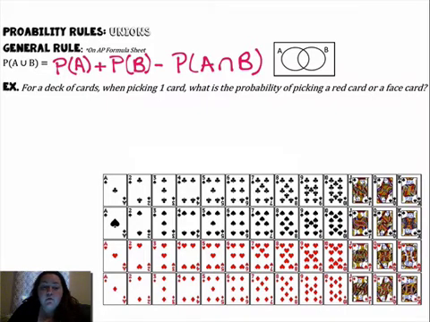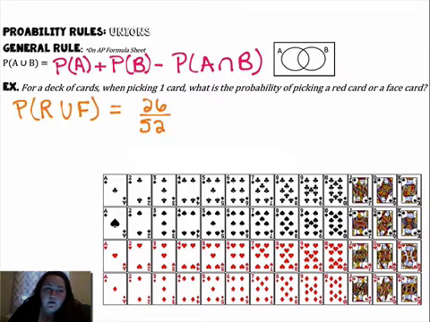We have hearts and diamonds are red. Clubs and spades are black. Alright? And there are 52 total cards in a deck. Alright, so the probability of it's red or a face card. Well, if it's red, I have 26 out of 52. Half of them are red.